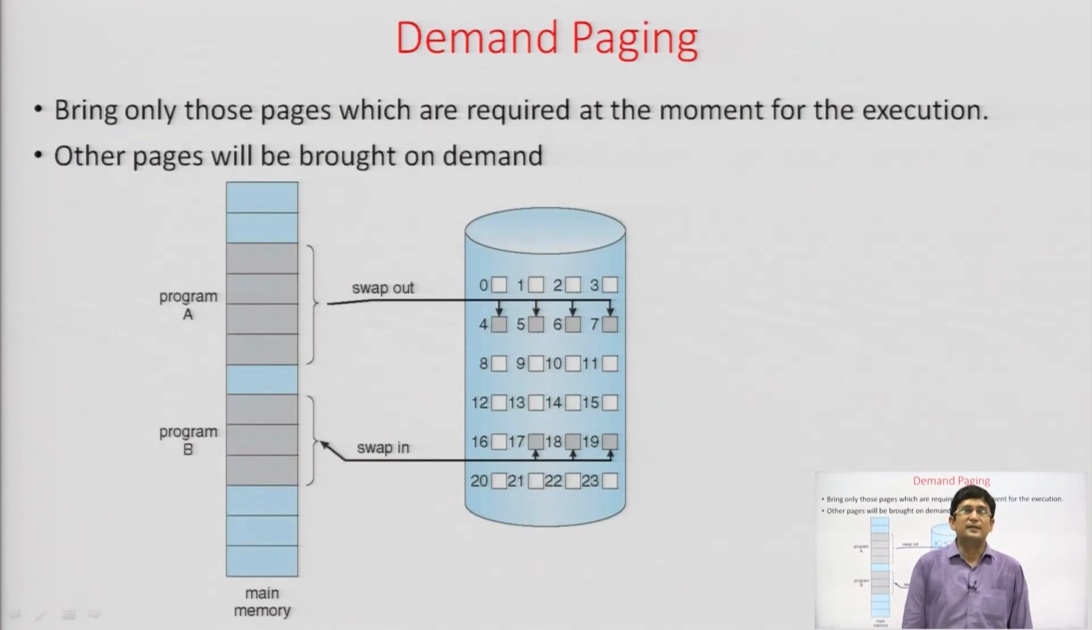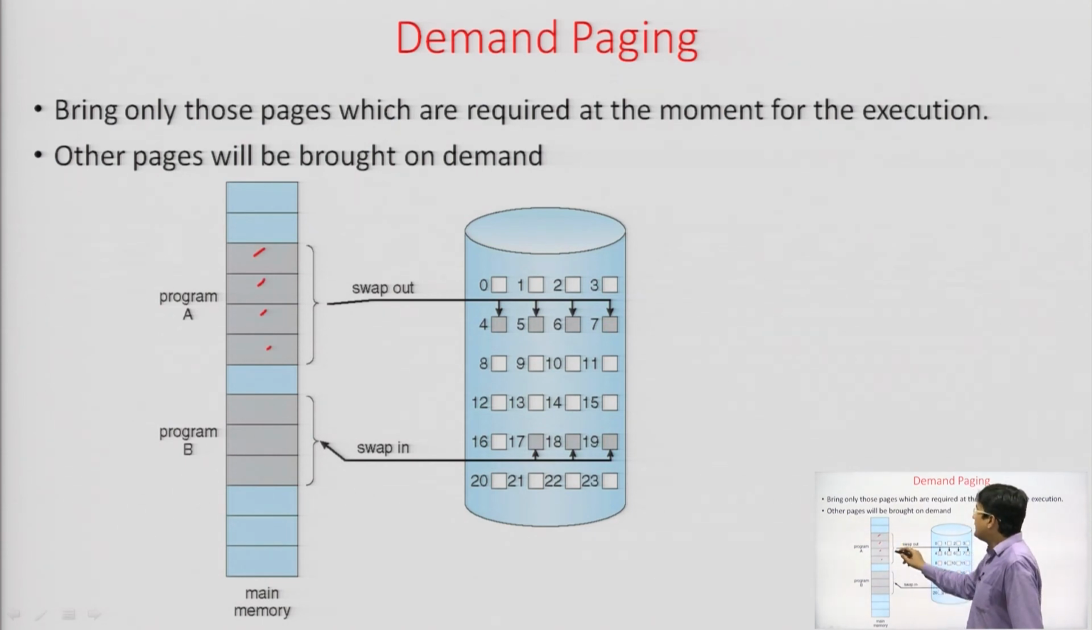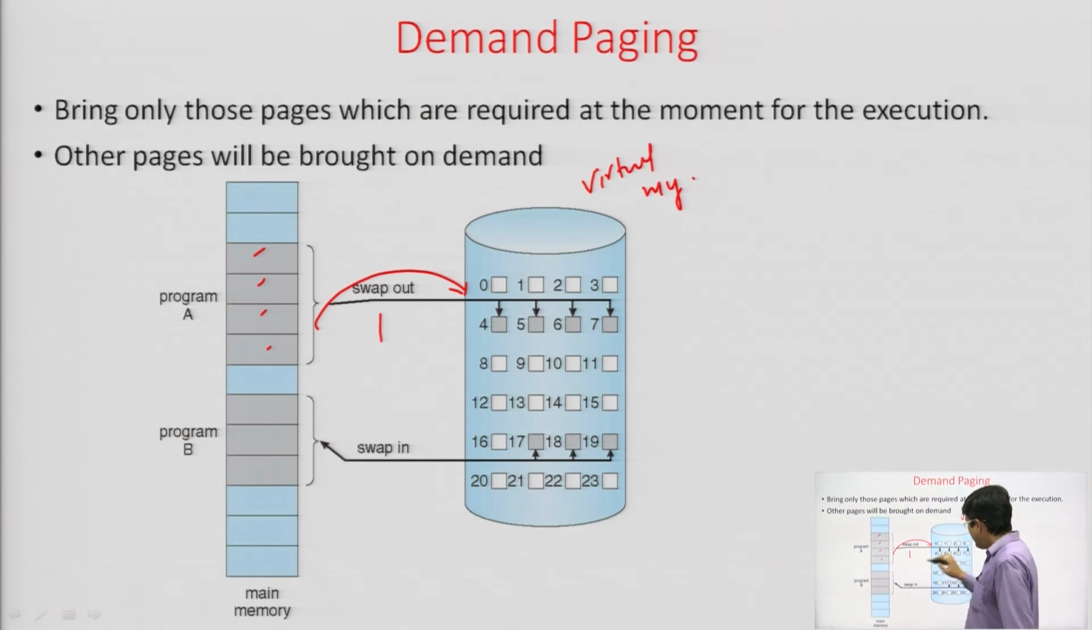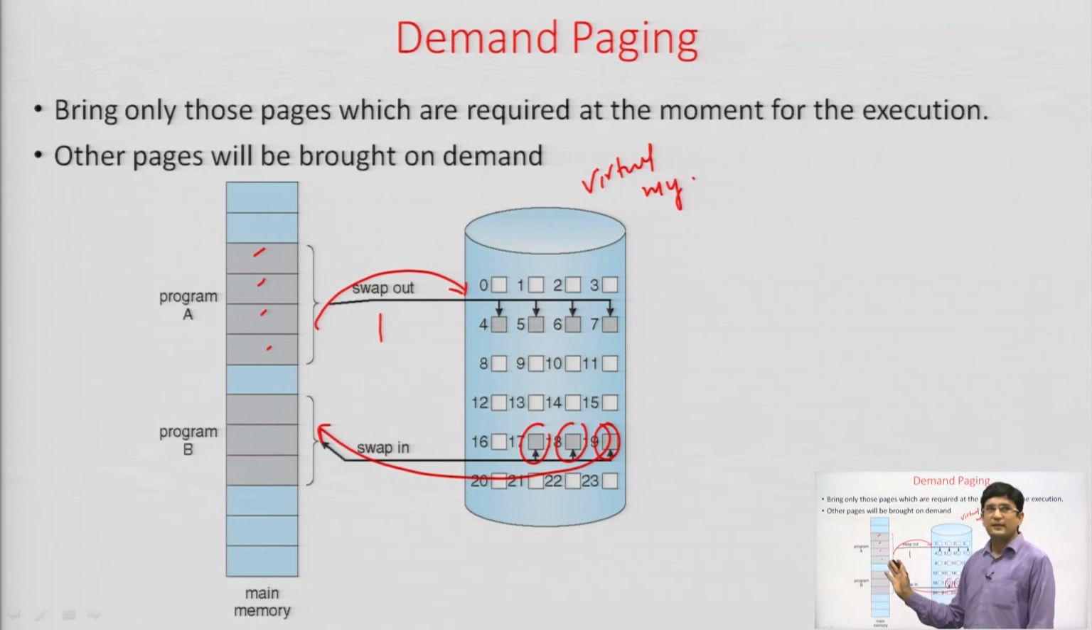You can think of it with this example also. Let us say there is a process, a program A, that is completing. So we will send out the pages of this process into the virtual memory space of the hard disk, and when a new process is coming in, then we will bring some of the pages of that process into the main memory. So we are bringing small parts of the program or process into the main memory. We are not bringing the entire process into the main memory in one go.